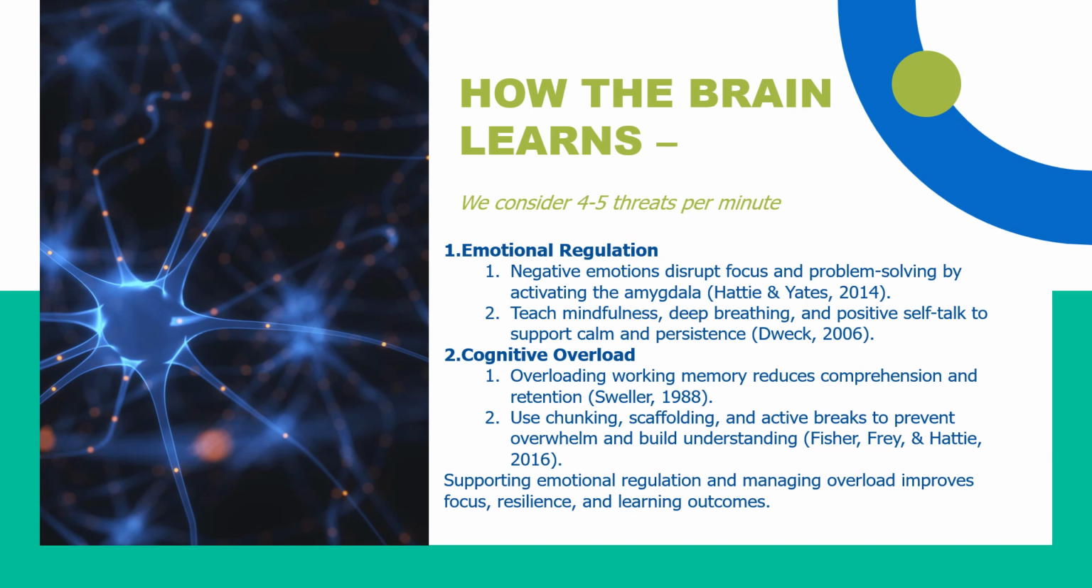We consider 4 to 5 threats per minute. That's a little fun fact for you. It's imperative that we can overcome that initial negative thought and survival mode process that our brain goes through. So emotional regulation and cognitive overload are two things that we need to overcome and help our students to progress through to ensure an expert level learner.